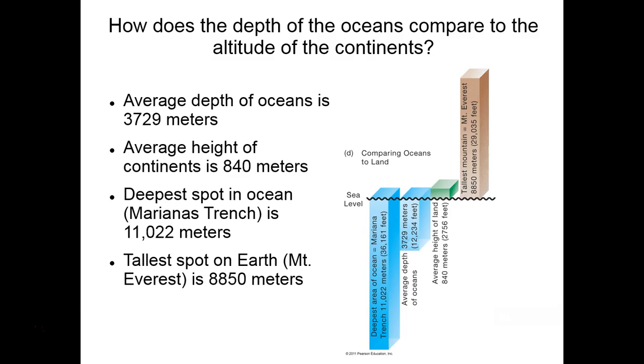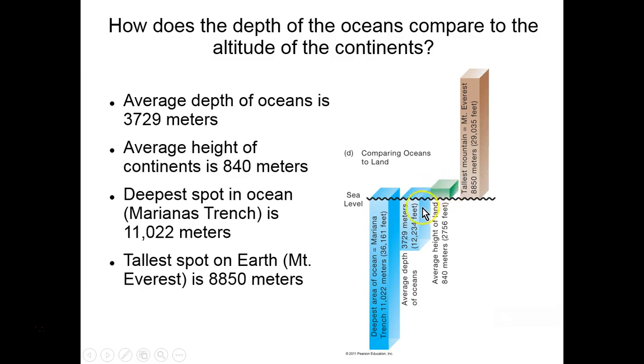Okay, so let's compare the depths of the ocean to the heights of our continents. So how does the depth of the oceans compare to the altitude of the continents? The average depth of the oceans is about 3,729 meters, whereas the average height of the continents is only 840 meters. And so you can see in this little visual depiction, this is the average depth of the oceans, whereas this is the average height of the continents or of land.